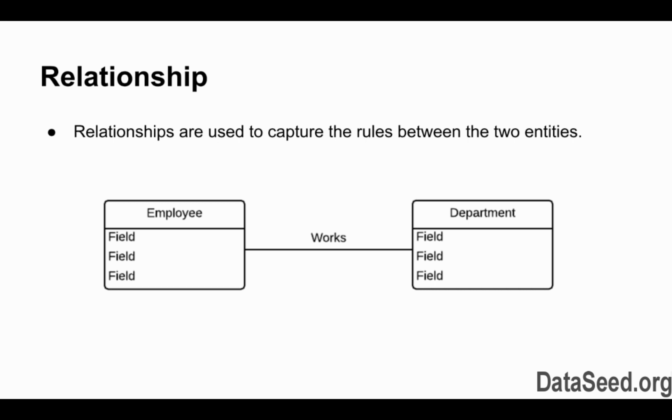In other words, how employee and department are related. Relationship tells us how data in one entity is related to the data in another entity. Relationship can also be named with a verb. So in this case, as you see, we can have the name as works, which means an employee works in a department.